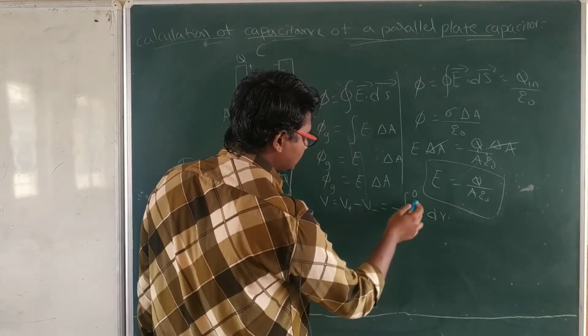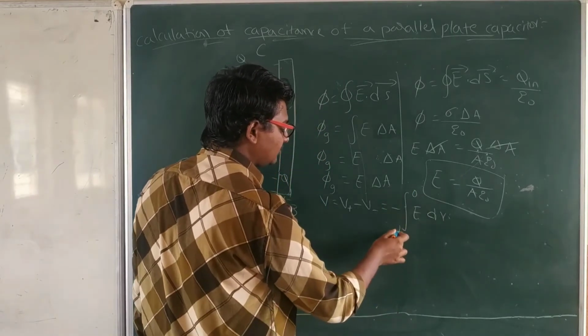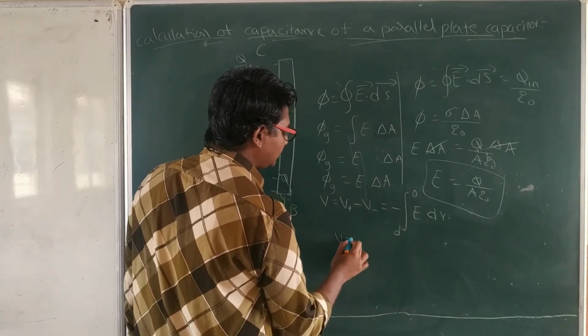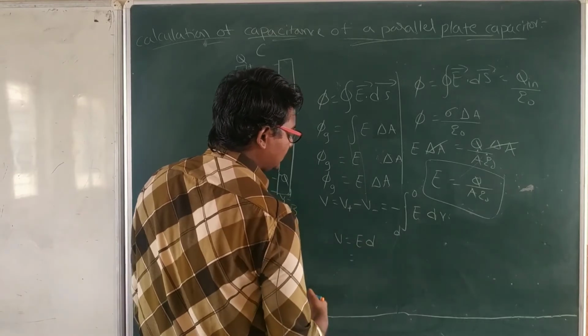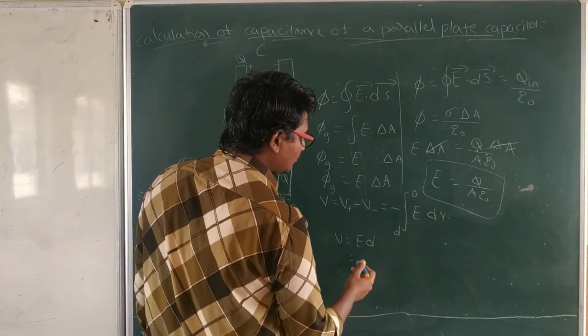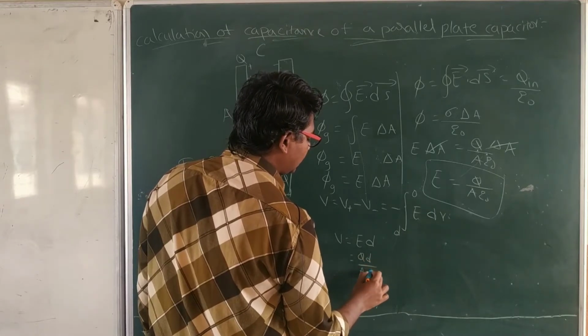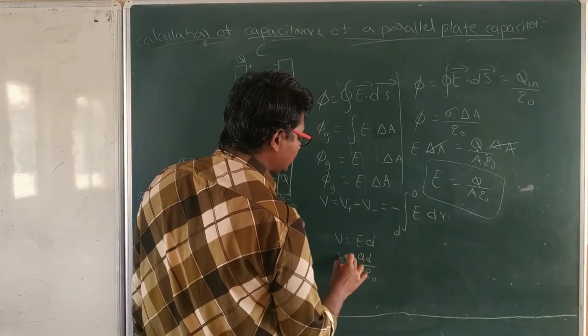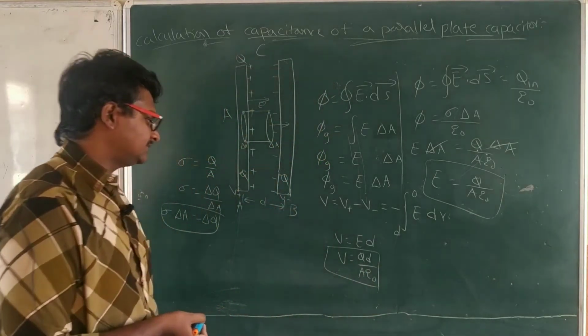Okay, in this case it is maximum, it is minimum. But if you remove the minus, finally d is the main criterion. That is equal to Ed. What is E? E is nothing but Q by A epsilon naught. That is Qd by A epsilon naught we got. Right, V value we got in this manner.